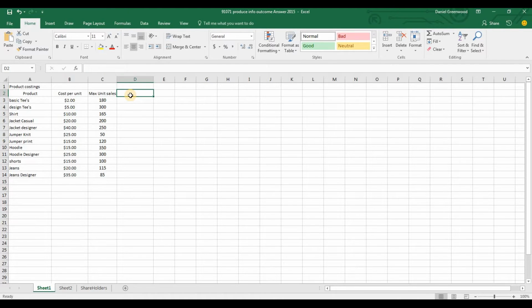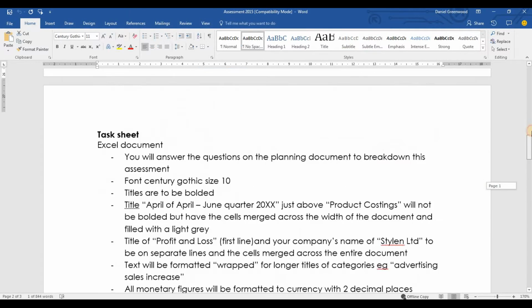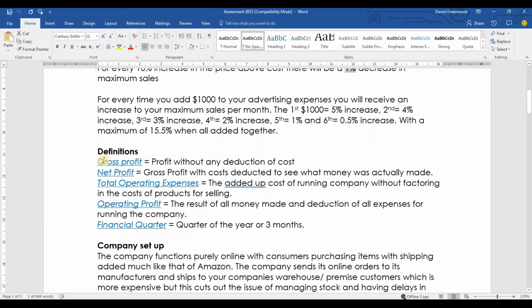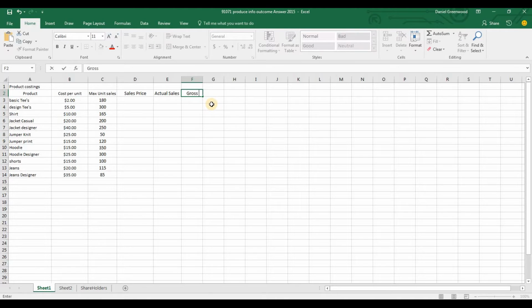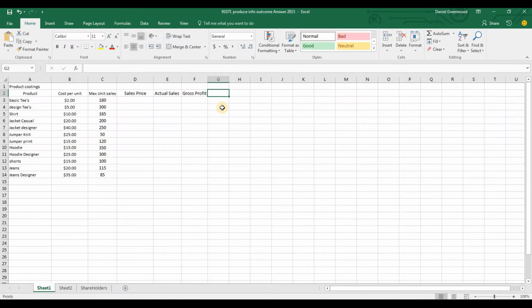So working off that, we need to have sales price, so what we would sell it in store for. And then we'd have actual sales. These titles, they're just common sense titles, I haven't specified what you have to title them as. Then further down in the assessment, when we're thinking about these formulas, we would work out gross profit. Gross profit is your profit without any deduction of costs, so we need to note that in. So gross profit. And we need net profit, which is profit with deduction of cost.